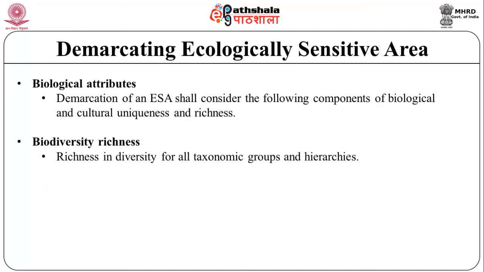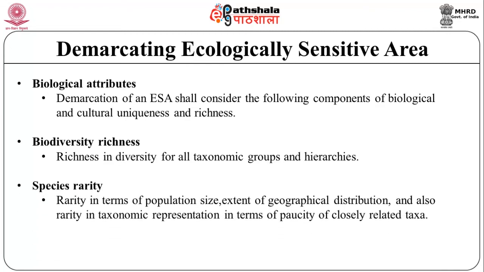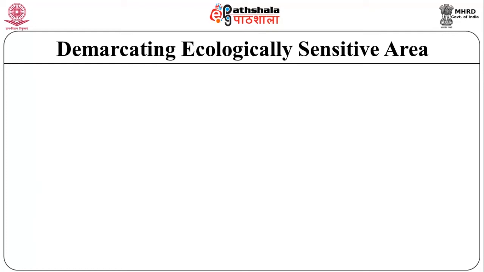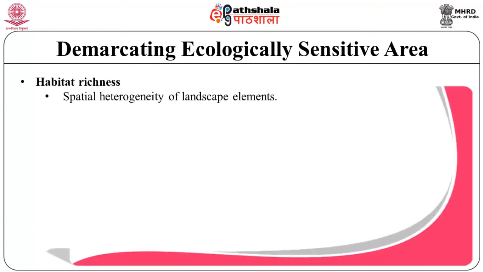Richness and diversity for all taxonomic groups and hierarchies. What is species rarity? Rarity in terms of population size, extent of geographical distribution, also rarity in taxonomic representation in terms of paucity of closely related taxa. The next term you need to understand is the habitat richness. It is the spatial heterogeneity of landscape elements.